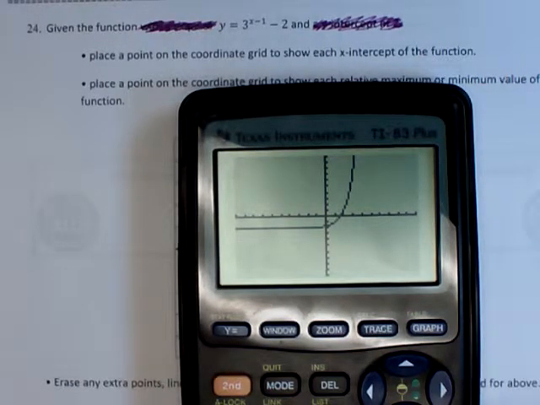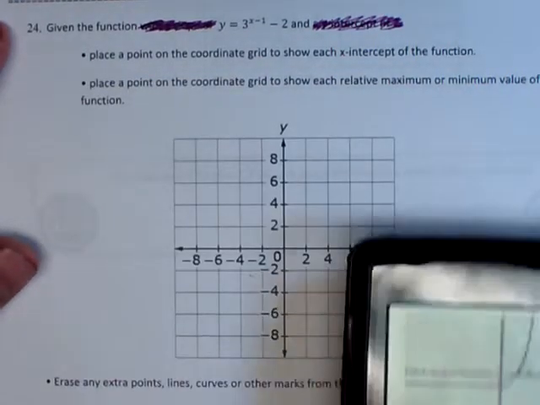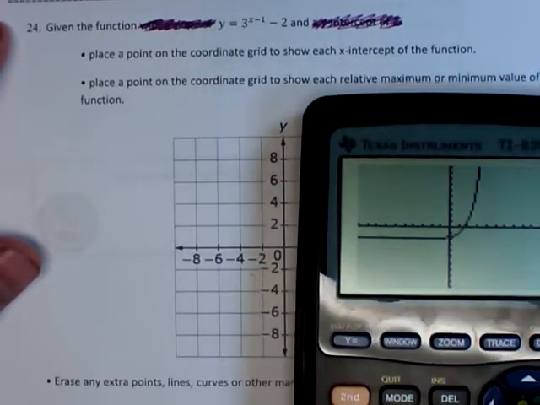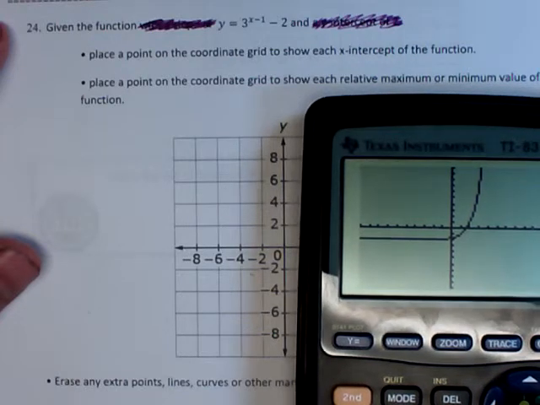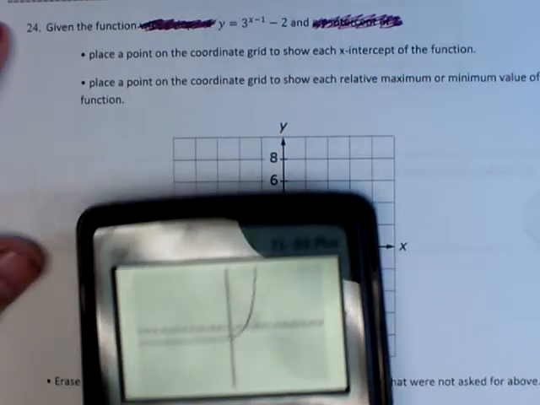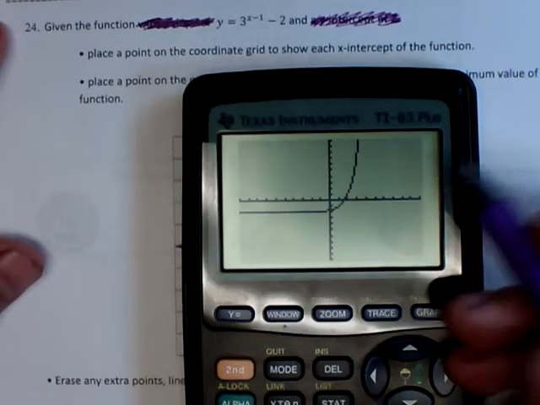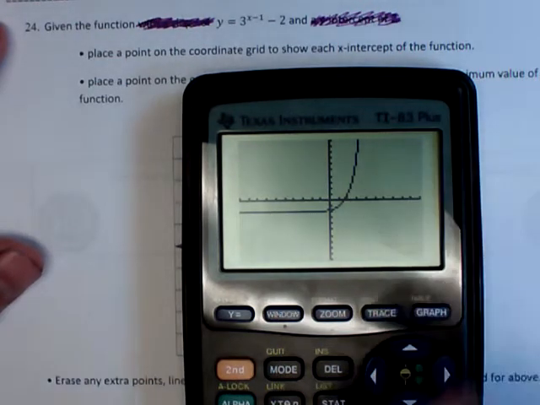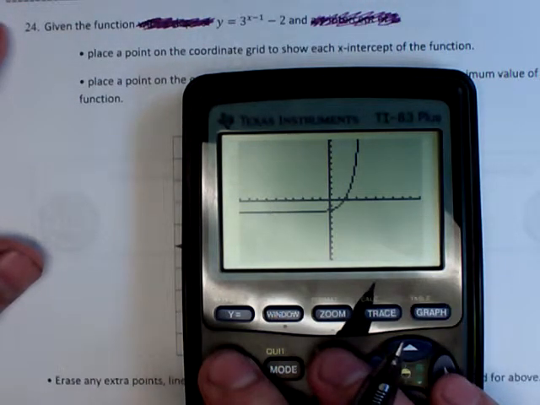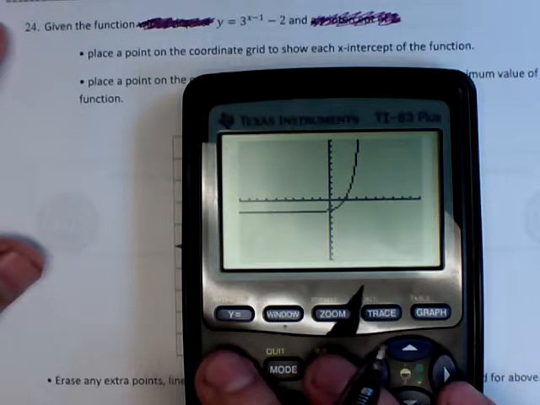So it's asking me for a point where there's an x-intercept of the function. So the x-intercept would be right here. And if I want to find that exactly, of course I'm not going to be able to plot it exactly, so I don't really need to find it exactly.